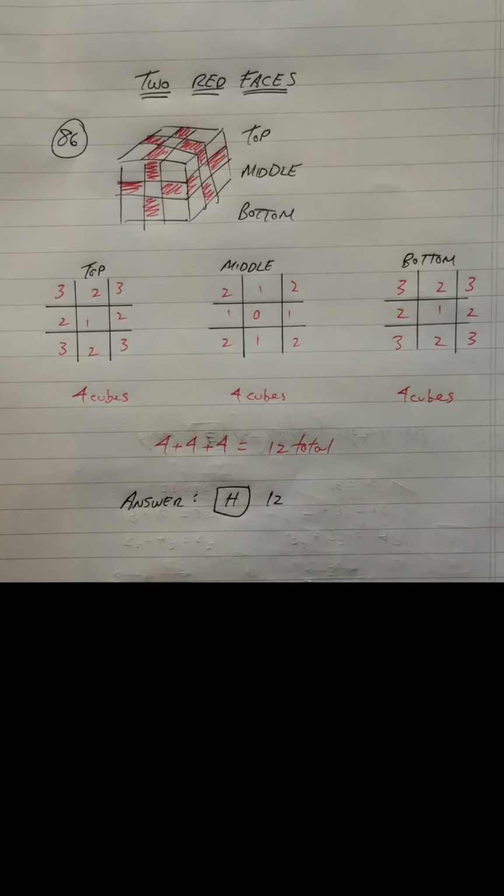So for each layer, on the top there are 4 painted 2-face red cubes. On the middle layer there are also 4, and on the bottom there are 4. Therefore there are 12 total. The correct answer is H, 12 cubes.